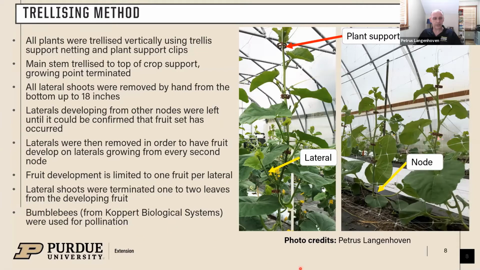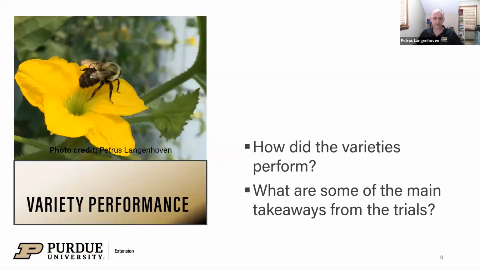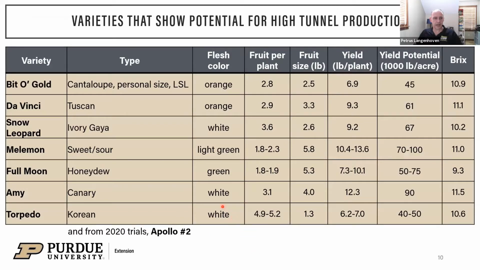Bumblebees were used to pollinate, very important. Otherwise, especially when you use insect exclusion netting, you're not going to get any pollination in there. Even in the open tunnel, in one sense, it proved to be very helpful to get the bumblebees in there to do the work. So let's see what some of the varieties did. I just selected some of the ones that I think are actually pretty useful, that we potentially could push into high tunnel production.